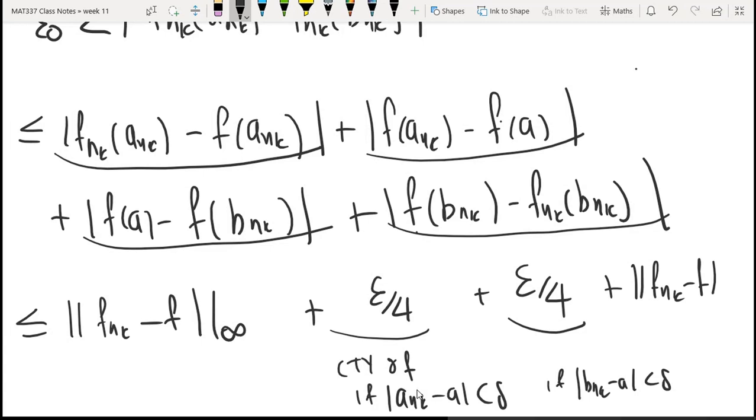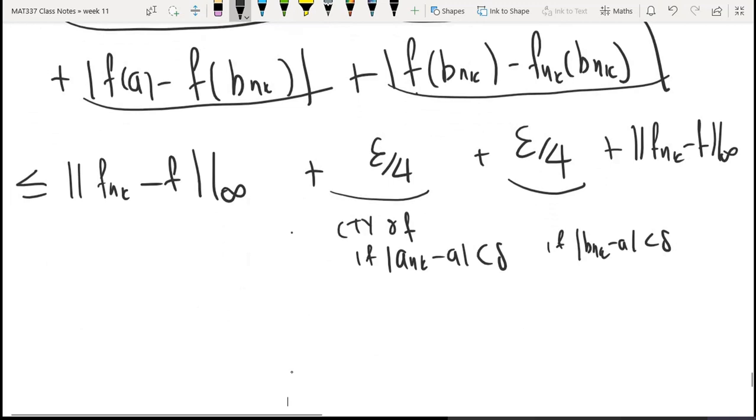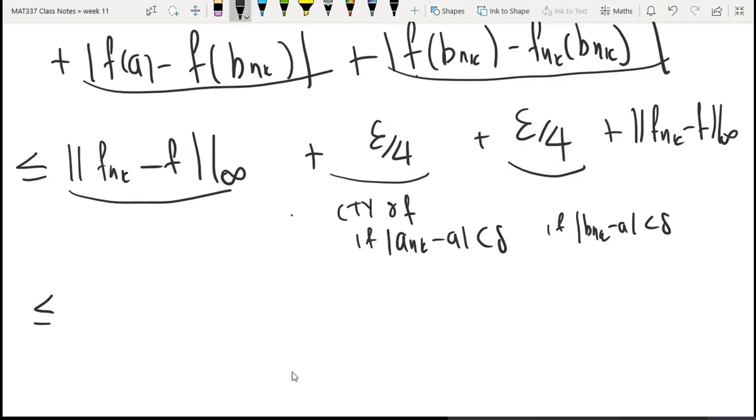All right. So now let's put them together. And then this guy, we controlled it. It was epsilon over 4. So all together, we get epsilon over 2.